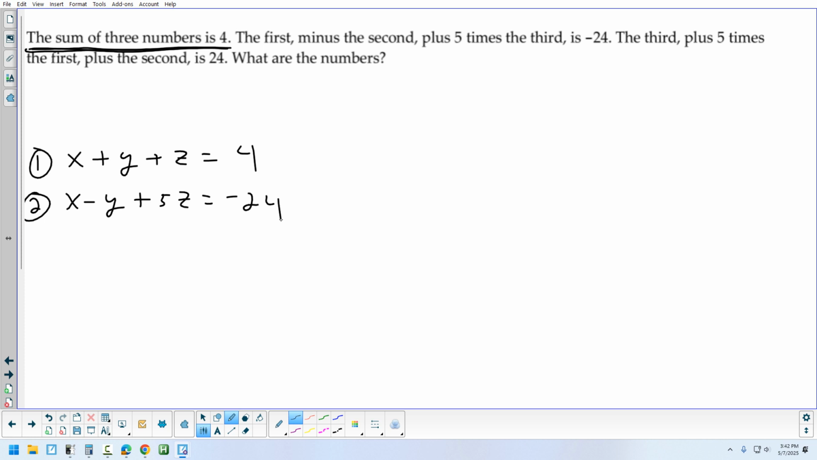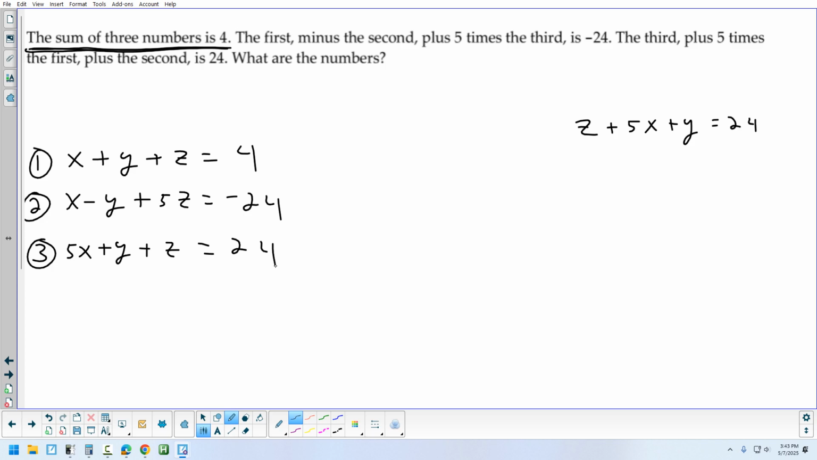Negative 24. And now the third sentence, let's do that off to the side because it's not in the right order. But let's do it in the order they give us first. Okay, so Z plus 5X plus Y equals 24. And if we put that in the correct order, so the order that matches what we already have, it would be 5X plus Y plus Z equals 24.